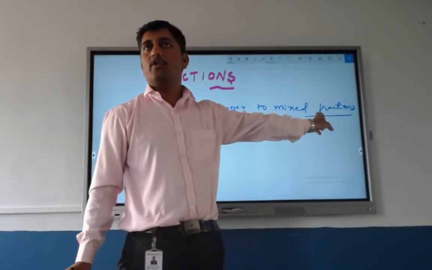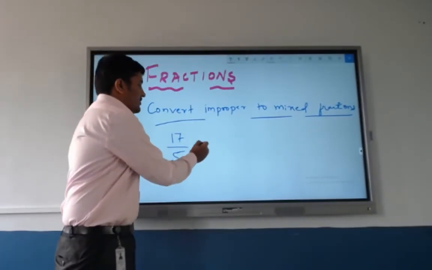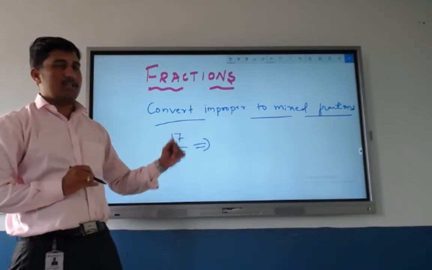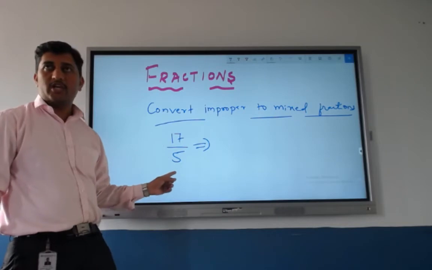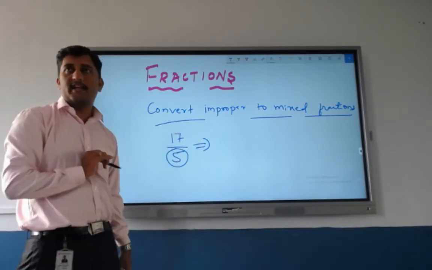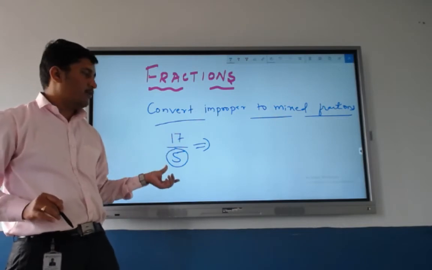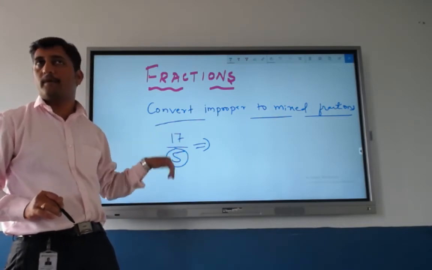A mixed fraction means a whole number and a fraction. So to convert this improper fraction into a mixed fraction, we will use the division method. In any fraction, the down number is the total and the up number is the selection. The meaning of 17 upon 5 is: out of 5, 17 is selected. But it is an improper fraction here.